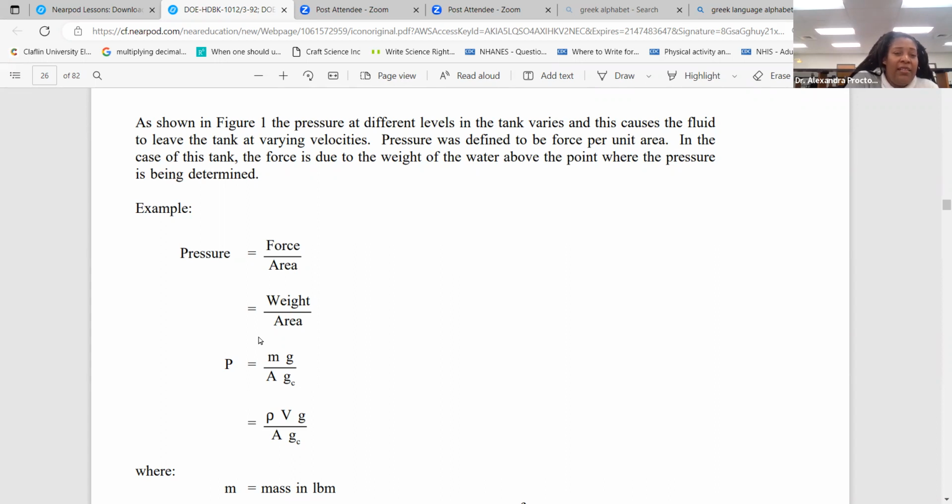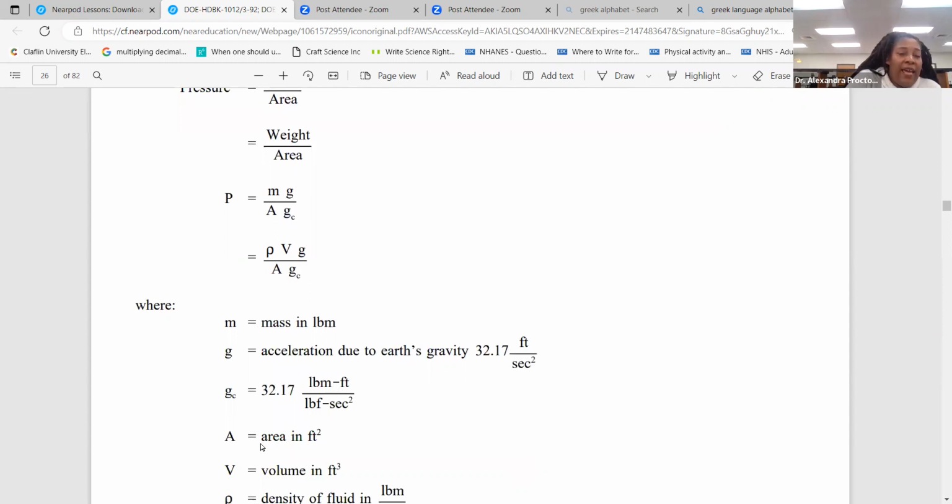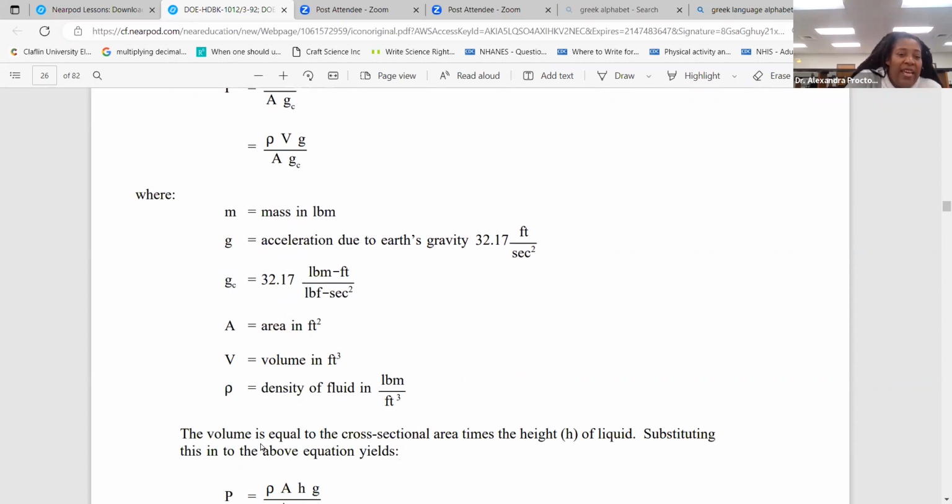And then area is A times G sub C. So P, pressure, is equal to mg divided by A over G sub C, or P is equal to rho Vg, so rho for density, divided by A over G sub C, where m is the mass in pounds mass, g is the acceleration due to the Earth's gravity, which is 32.17 feet per second squared, G sub C is 32.17 pound mass foot per pound force second squared, A is area in feet squared, V is the volume in cubic feet, and rho is the density of the fluid in pound mass per cubic foot.